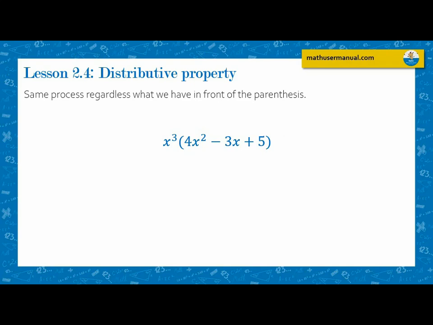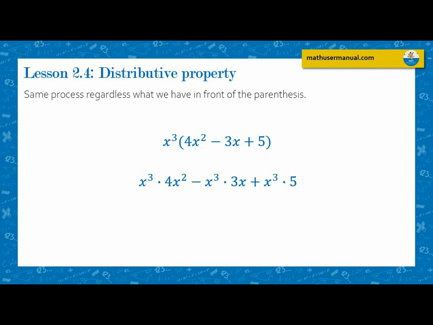But it works with everything, not only numbers. In this case, we have a variable, actually a variable with an exponent, x to the power of 3, but it's the same idea. X to the power of 3 times 4x squared. Then x to the power of 3 times 3x, and the negative. Don't forget about the negative. I will repeat it every single time on this video. Don't forget about the negative. And then x to the power of 3 times 5. There we go. We distributed the x to the power of 3 to every single term in this parenthesis.